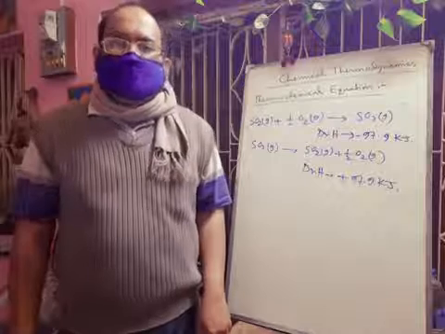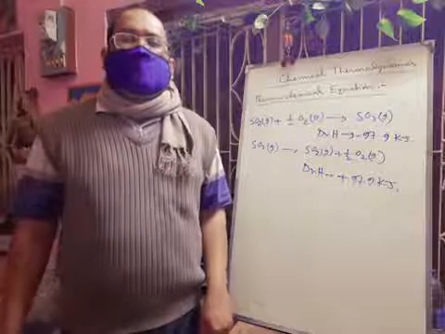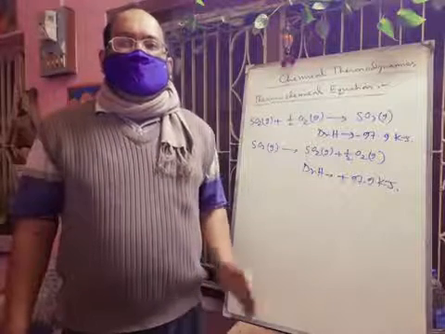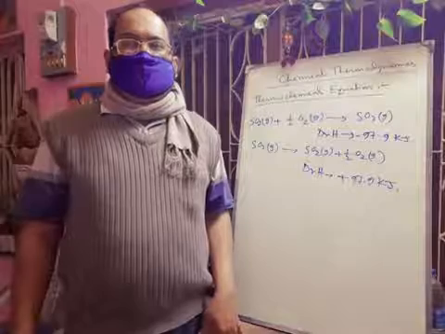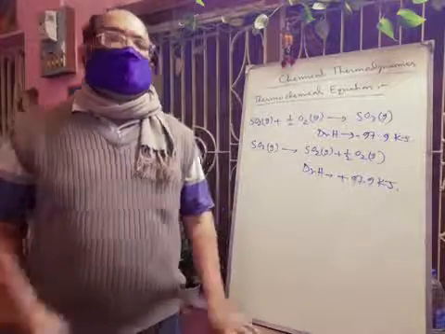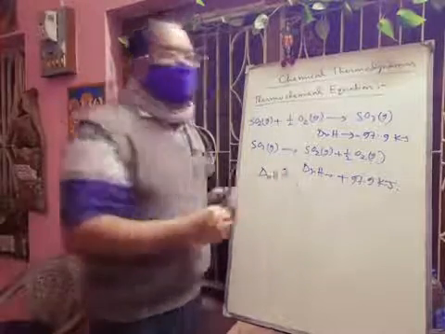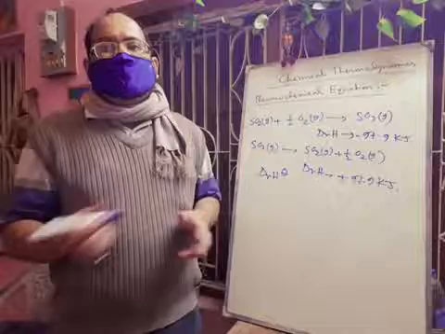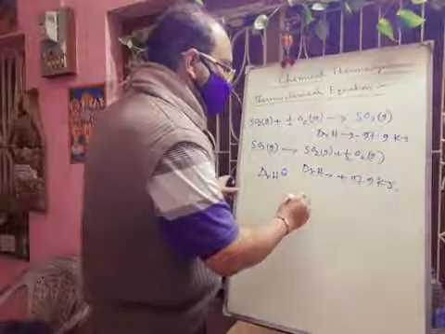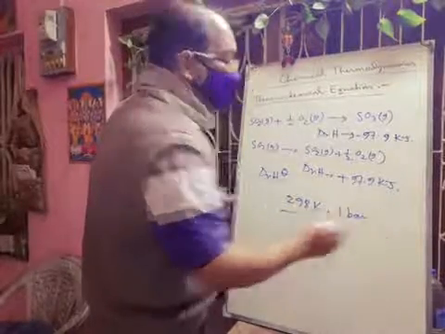And the standard enthalpy of reaction is the enthalpy change for a reaction when the reactants are in the standard state. That means elements and compounds. It is generally represented by delta R H theta. This theta is indicating that standard state. Standard state means the temperature is 298 Kelvin and pressure is 1 bar. That you have to keep in mind.